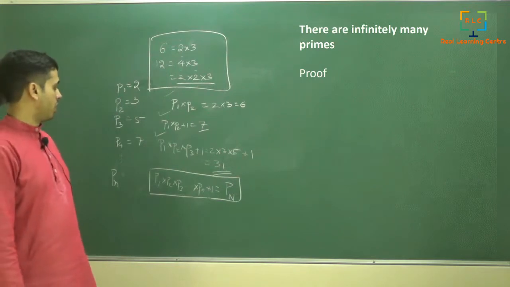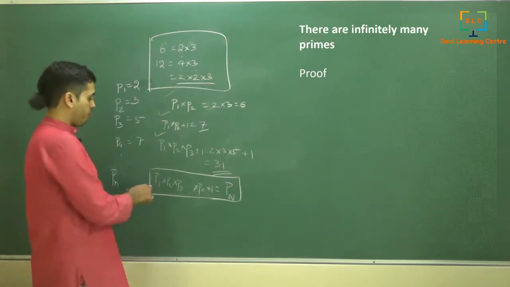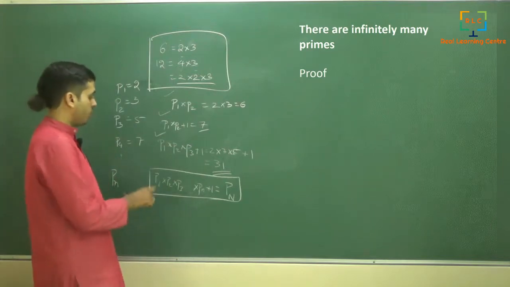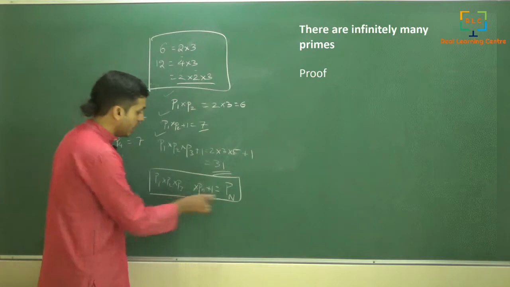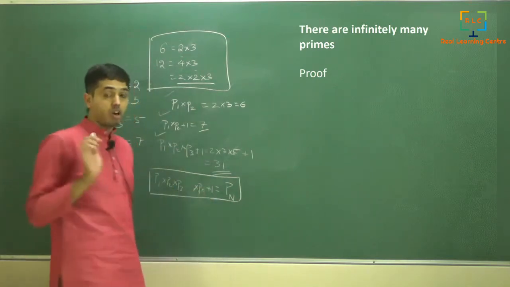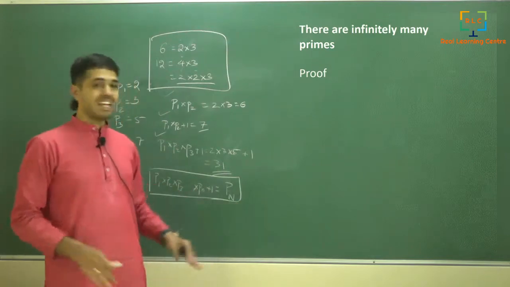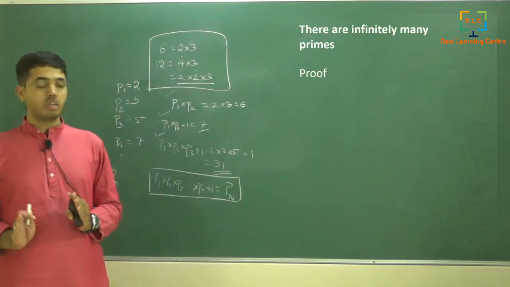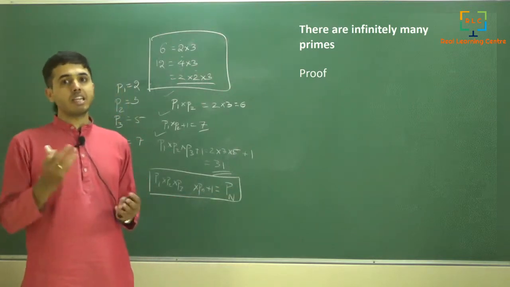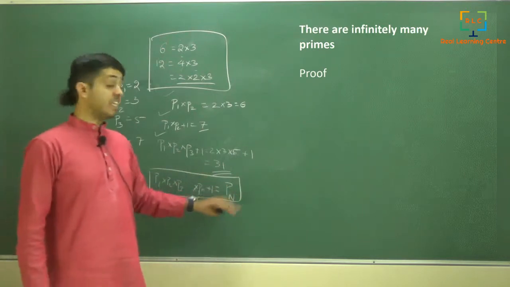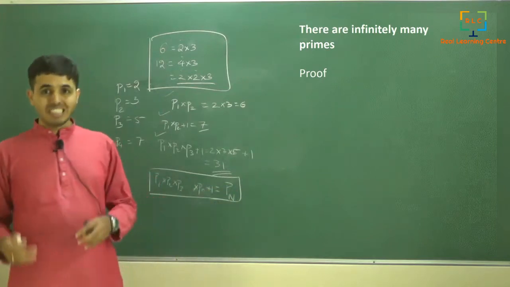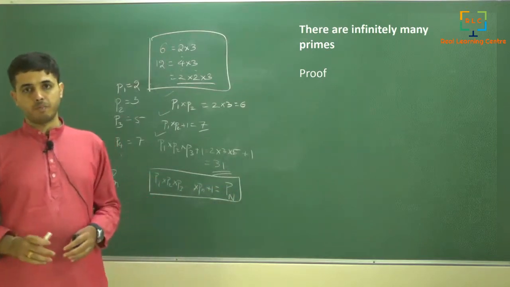Clear? So P1 is 2. It's an even number. So when you multiply 2 by any other number, the end result is an even number. True. Then I add 1 to it, it's an odd number. True. So Pn is an odd number. Now since Pn is an odd number, we have to check whether it's prime or not. If it was an even number, then surely it was not prime. But since it's an odd number, we have to check whether it's prime or not.